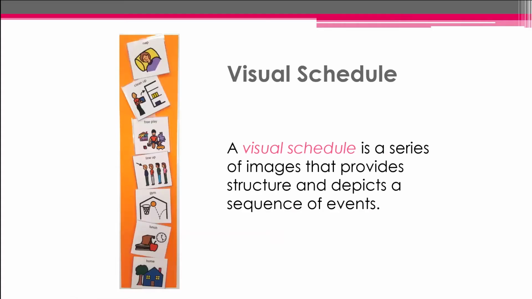A visual schedule is a series of images that provide structure and depicts a sequence of events. They're a visual representation indicating the order in which activities will take place. It informs children of activities that will take place during a given day, helps children anticipate future activities or events, helps children identify unforeseen events or changes in their day, and helps to develop an understanding of time.